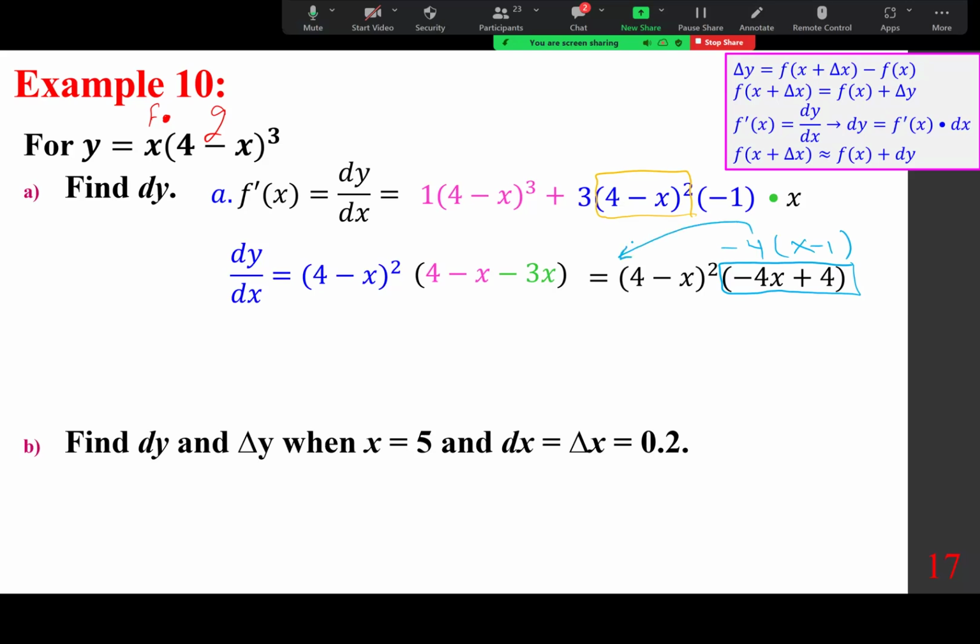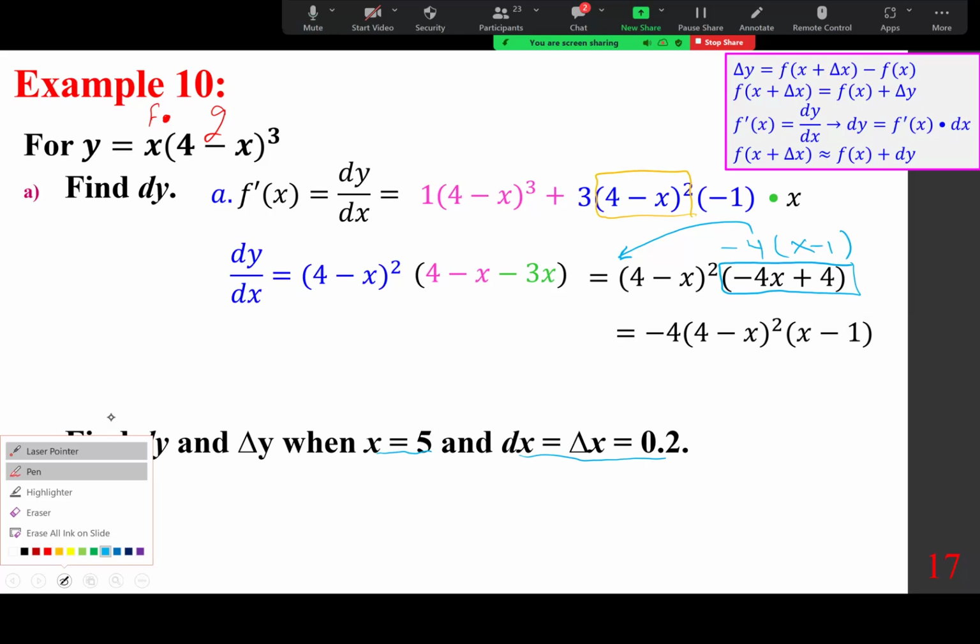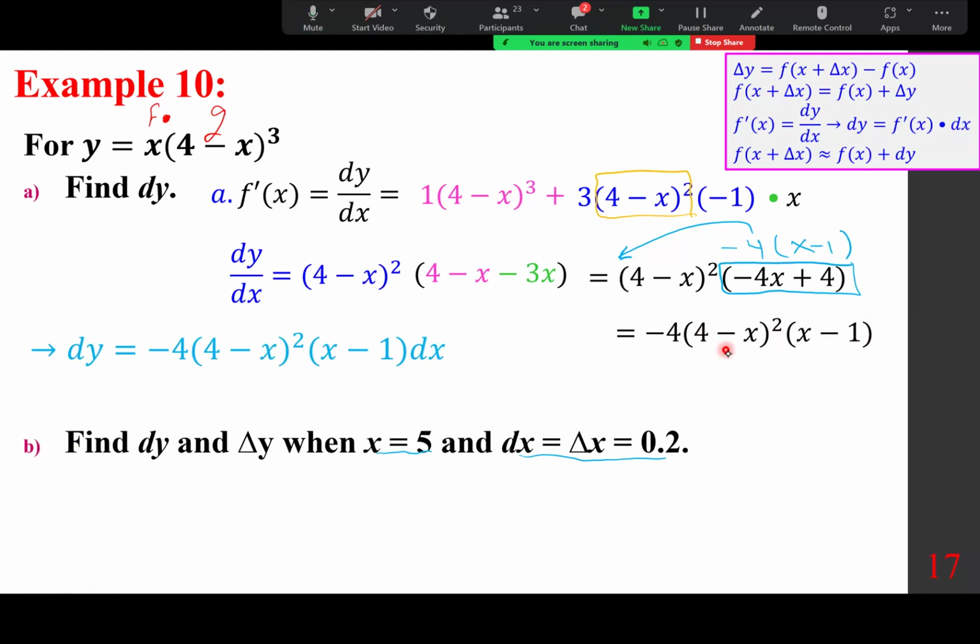Factor the negative 4, put it in front. And that's dy. Now, x is 5, dx, or delta x, is 0.2. We want to plug in. First, we need to find dy. What is dy, everybody? It's exactly the same thing, times dx. So the same thing that we found times dx results in dy. And that's important to understand.